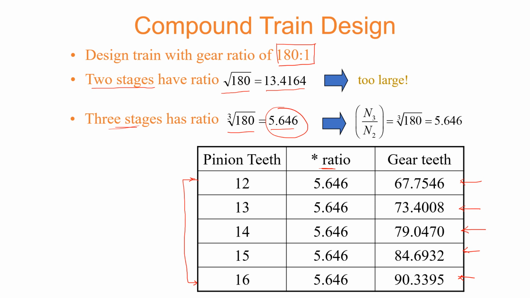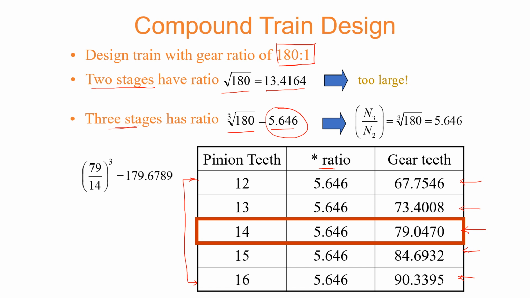Now with this realization that we have to choose something, we are going to choose 14 pinion teeth, and with that this turns out to be 79.04 teeth on the next gear. So with this realization that if you choose that kind of arrangement, we take the ratio 79 to 14, 79 coming in from this side and 14 coming in from the pinion side.